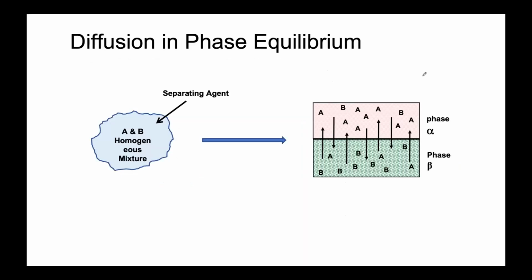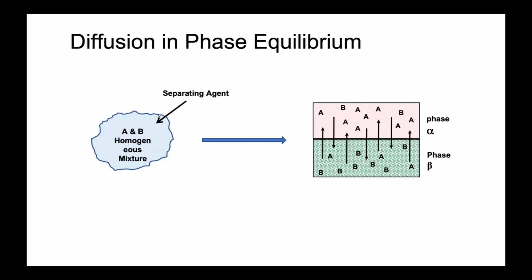Okay, so again, diffusion in phase equilibrium. Like I said before, let's say I have a homogeneous mixture of methanol and ethanol in the lab. Sometimes you can separate it in the lab by distillation, but we still maybe can't do that because of this pandemic.